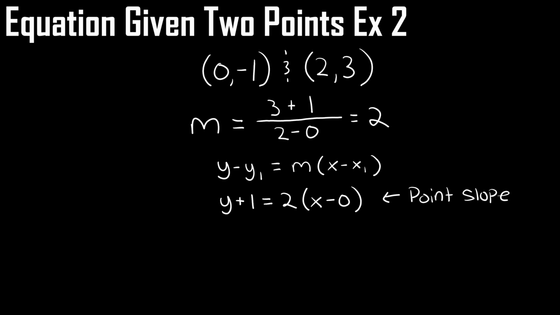Now we can convert this to slope-intercept form. So we'll distribute the 2. So we're going to get y plus 1 equals 2x, then minus 0. Then we'll subtract 1 from both sides. So we'll get y equals 2x minus 1. And this is the answer in slope-intercept form.